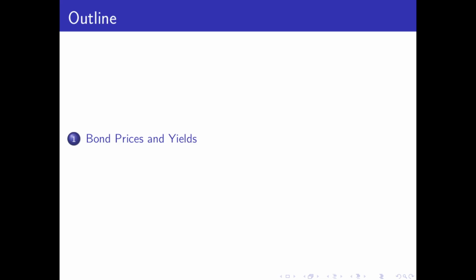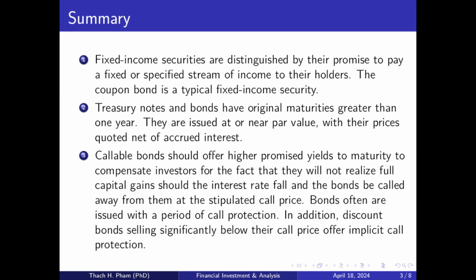In this chapter, just one point you need to remember is the bond prices and yields. First, the fixed income securities are distinguished by their promise to pay a fixed or specified stream of income to their holders. The coupon bond is a typical fixed income security.